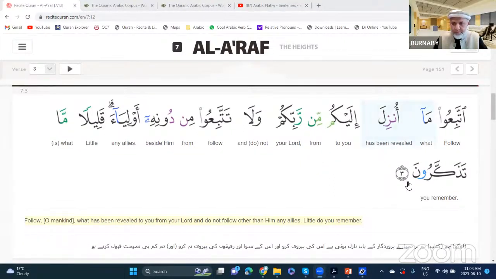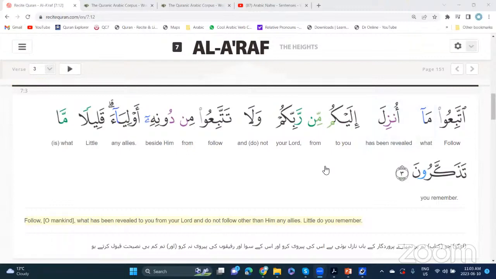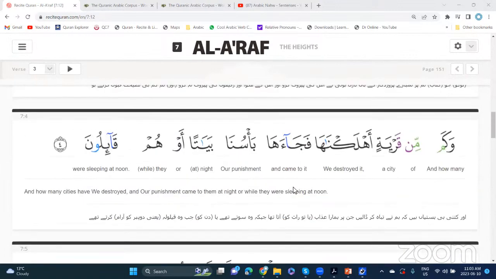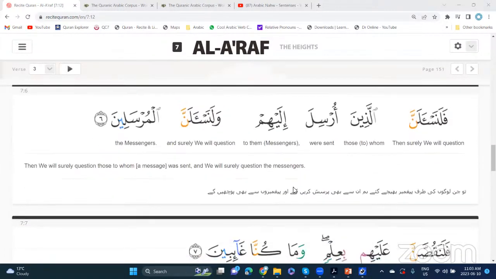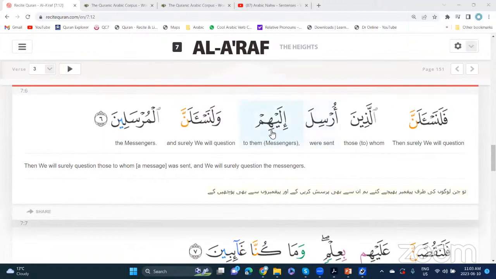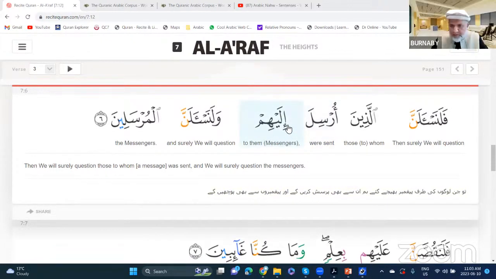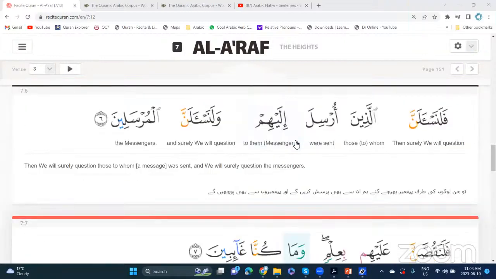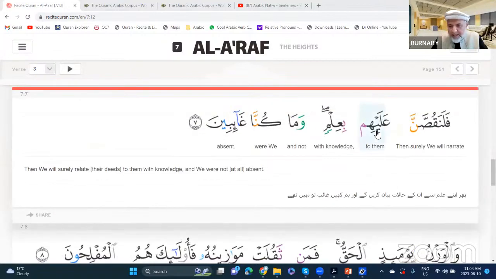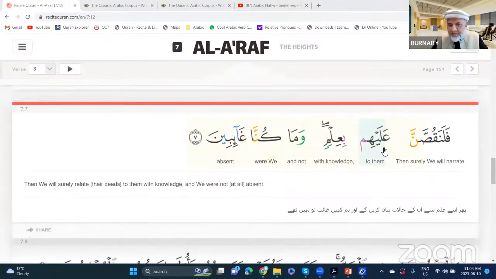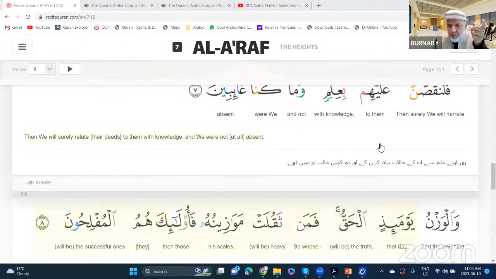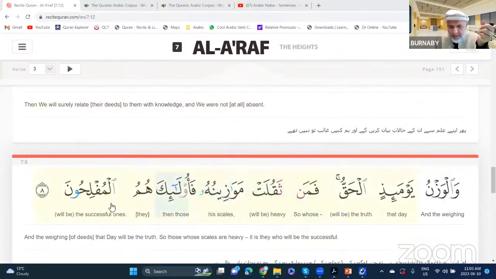So anywhere from the Quran, let's take a look. What is this? Ilayhim. This is the attached pronoun with the harf jar. Yes? Okay, this is ilayhim, to them. And alayhim, to them. There is a difference. This is the towards. Okay? This is to.